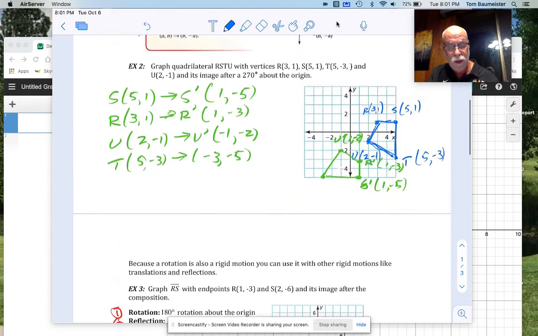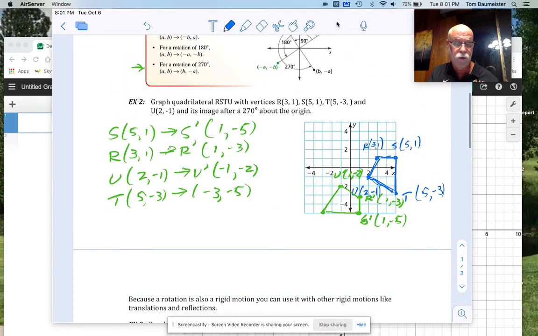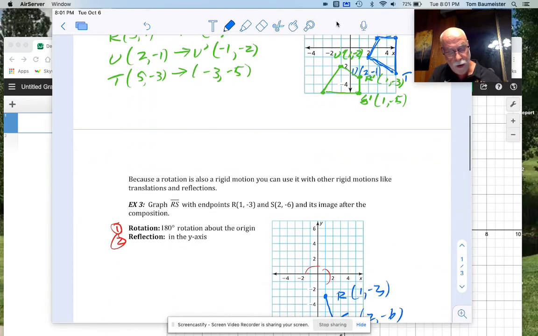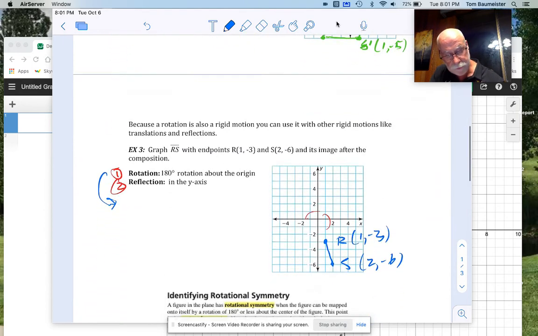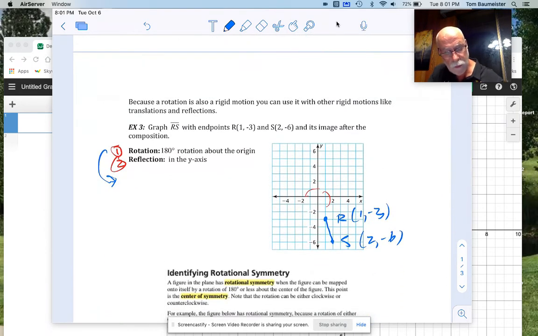If you need to use the ones up here, it tells me I negated both of them. So our rotation, let me write the rule for you here real quick, is (a, b) goes to (negative a, negative b). So again, if I rotated it like I just showed you with the last one, you can still see the same thing. But if you're not seeing those, our R was at 1 and negative 3.